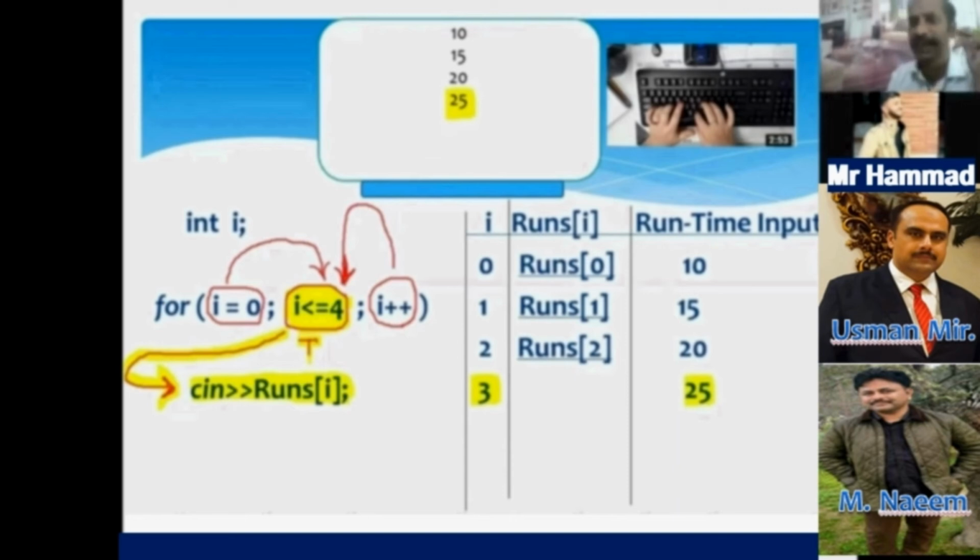I type the enter key, and this 25 will be stored in the memory location, memory address that we have specified in the scanf statement. Current value of i is 3. Put this value of i, 3, in the memory address over here. What will this address become? Sir, runs within square bracket 3. Okay, this is the fourth memory location of the array. And 25 will be stored in the fourth memory location, all right?